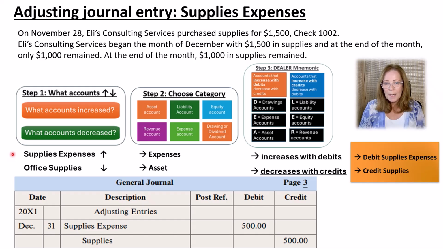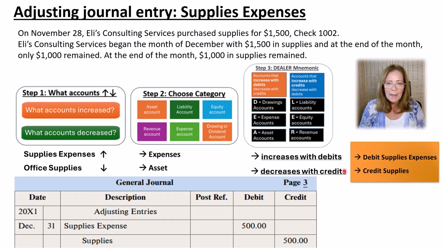In our prior analysis, we determined supplies expenses have increased by $500 because the supplies were used up and are no longer an asset. Supplies expenses are an expense account and, according to the DEALER mnemonic, increase with debits. The supplies account decreased by $500 because only $1,000 of the supplies remain. The supplies account is an asset and assets decrease with credits. So debit supplies expenses and credit supplies account.